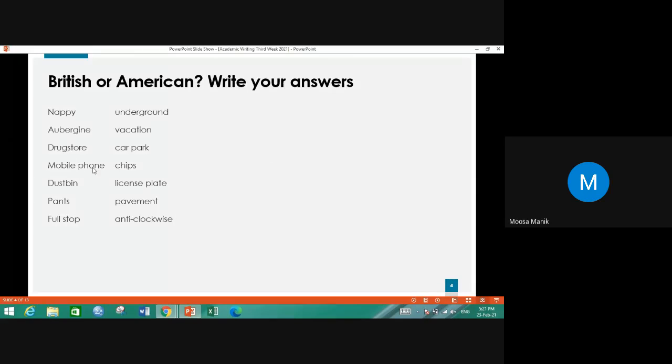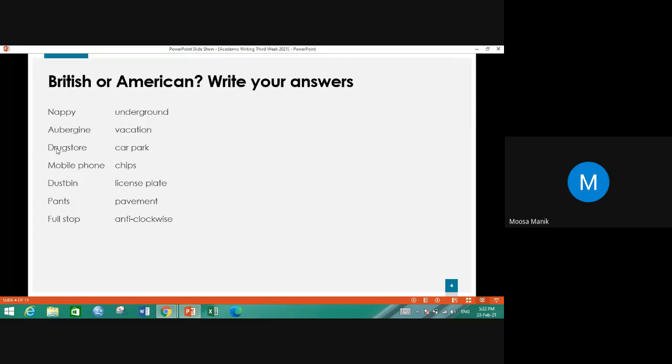Okay. Here's a common one. Mobile phone. Which country? British. Mobile phone is British. What is the equivalent of mobile phone for the Americans? Cell phone. Yes, exactly. That's it. So you guys are ahead of me.